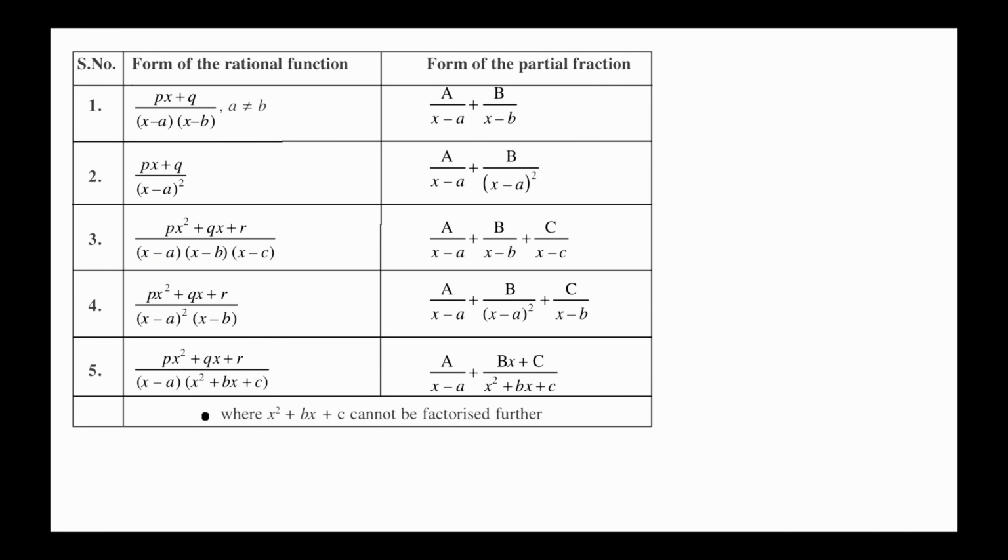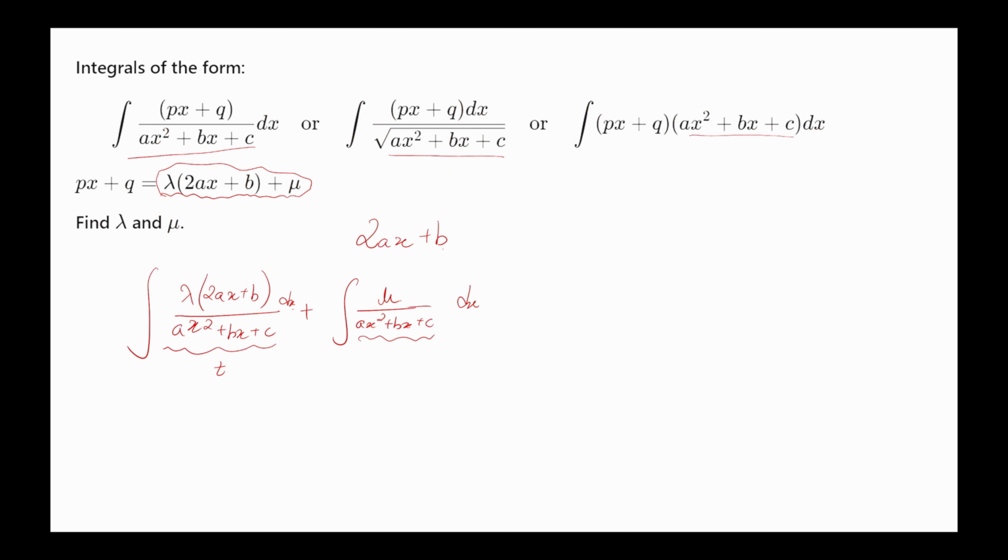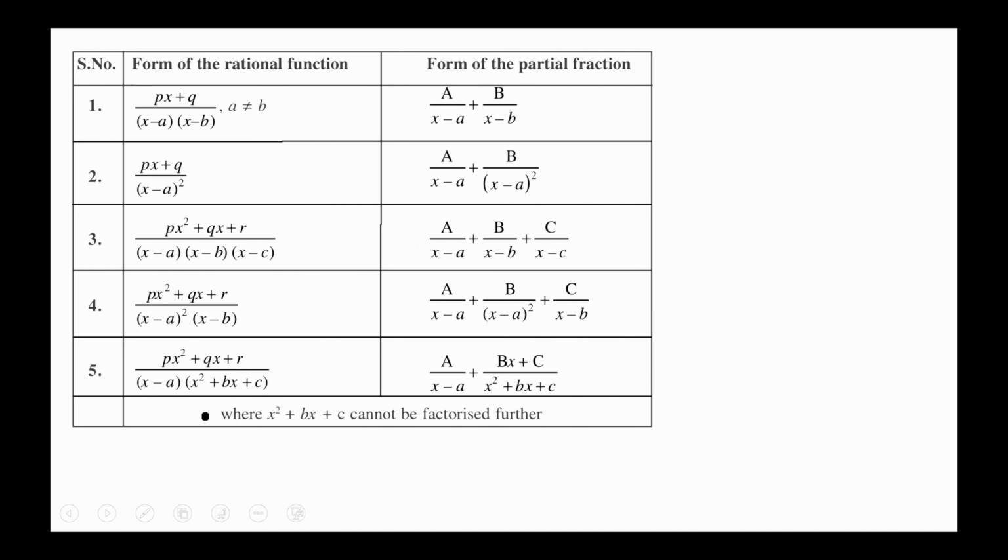Now again, a few more portions of such partial fraction. This type of integral, this method, we call it the partial fraction method. So here are a few more ways of doing our partial fraction. What we can do is, let's say if I have (px + q) upon (x - a)(x - b), we can separate it out into two different terms, A by (x - a) and B by (x - b).